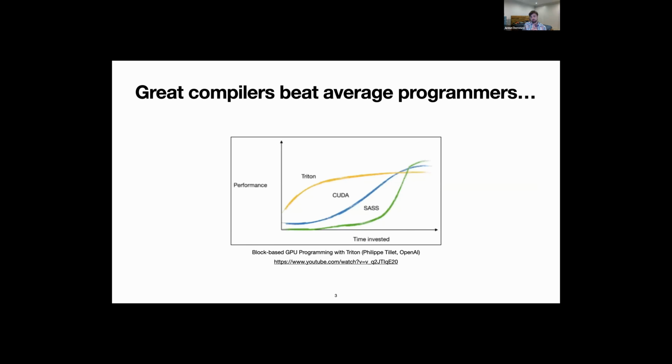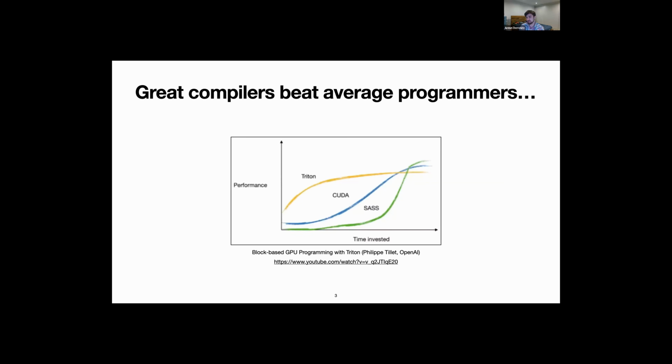I really like this chart from Philippe Tillet's presentation. He's the creator of Triton. It shows that until you put in a large amount of time, both in training yourself and in optimizing the kernels, a high-level language like Triton will be higher performance. Then at some point, depending on the complexity of the kernel, you'll end up beating Triton. And if you do SASS, you could theoretically do even better, but at a much, much higher cost to get there.